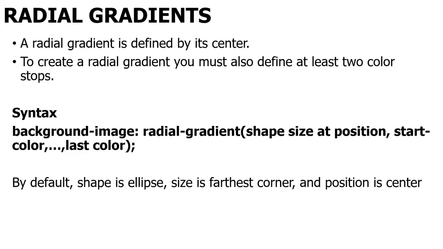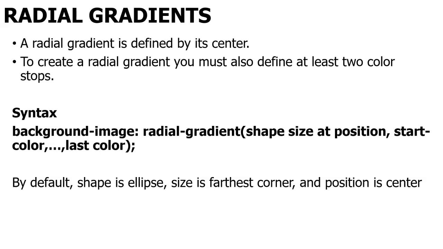Radial gradient starts from the center, which means it will be in a circular motion. By default it will be in circular motion, and here also you need at least two colors, and more colors can be included. The syntax is the same as the linear gradient, only the word changes to radial gradient. And you can also give shapes here.